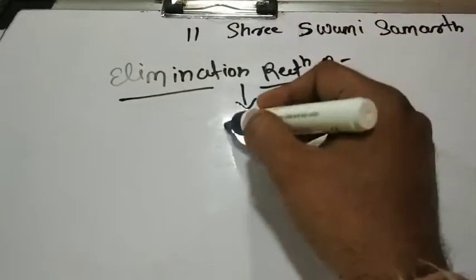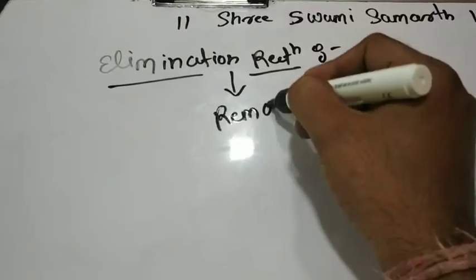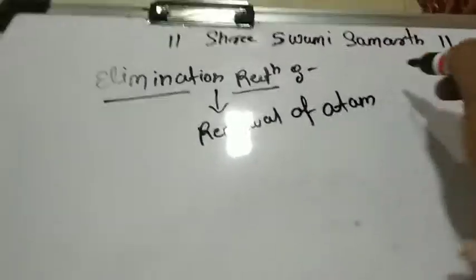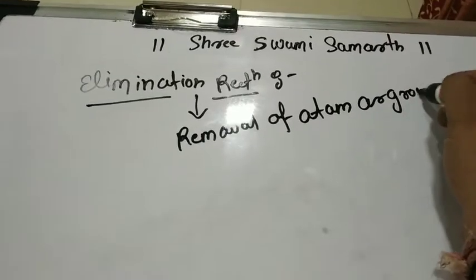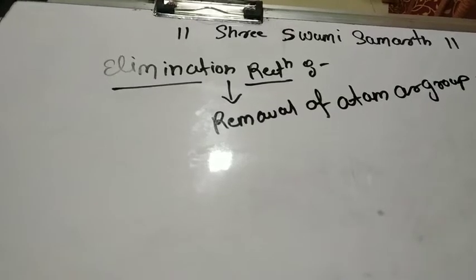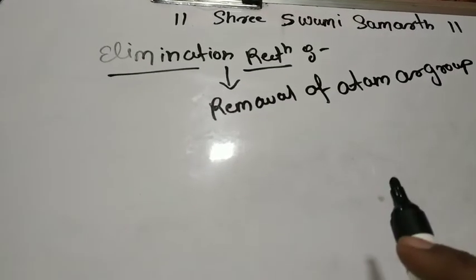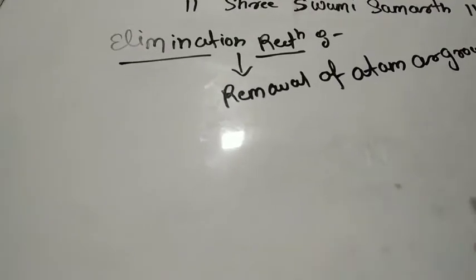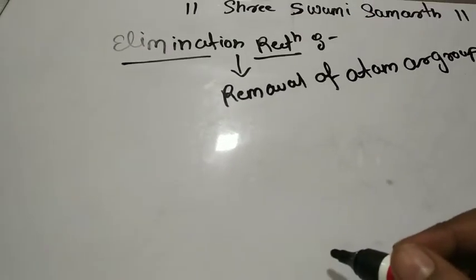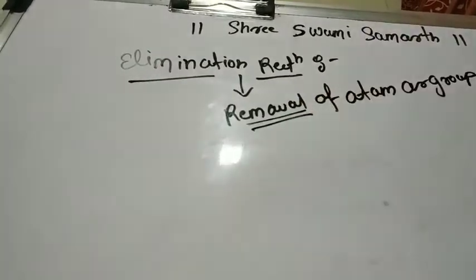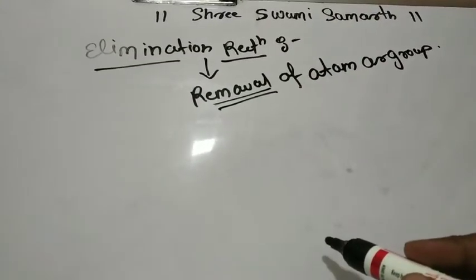So what we can say, the reaction that involves removal of an atom or a group is called the elimination reaction. That day we had seen the substitution reaction. In substitution reaction, what happens? One atom or a group is replaced by another atom or a group, that is called substitution. But in elimination, there is a complete removal of an atom or a group, that is called the elimination reaction.